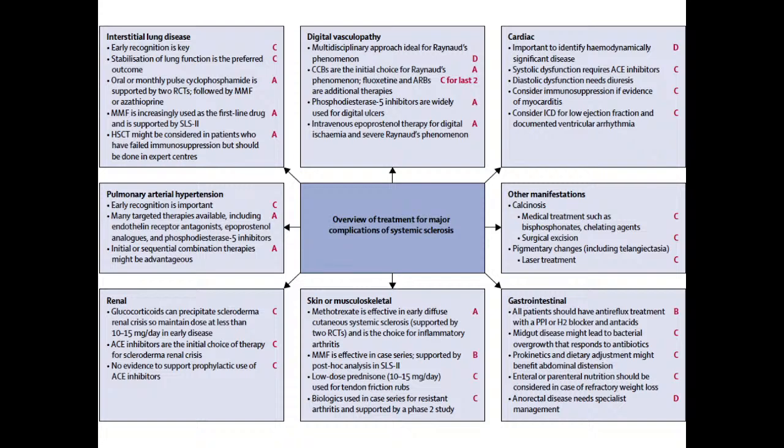As can be seen, the CCBs are the initial drug of choice. If the patient does not respond, then we can add fluoxetine and ARBs. If the patient still has troublesome Raynaud's despite the use of calcium channel blockers, then phosphodiesterase 5 inhibitors like sildenafil and tadalafil can be used.